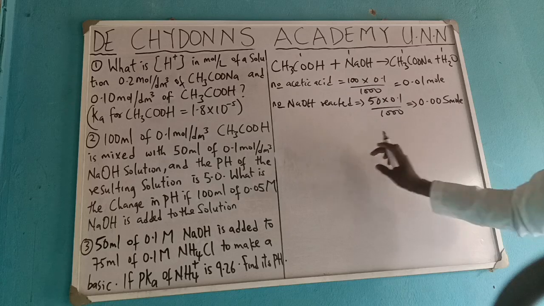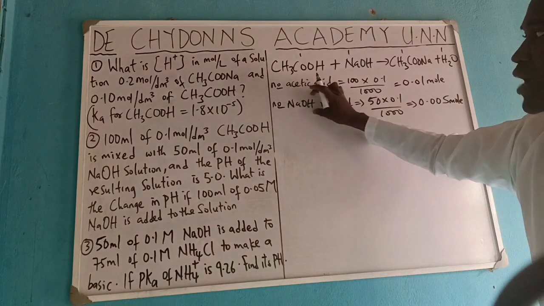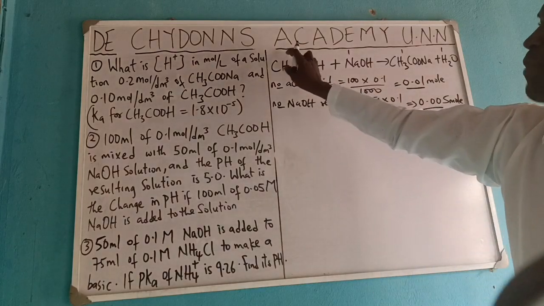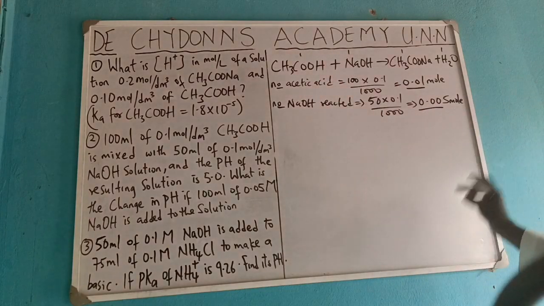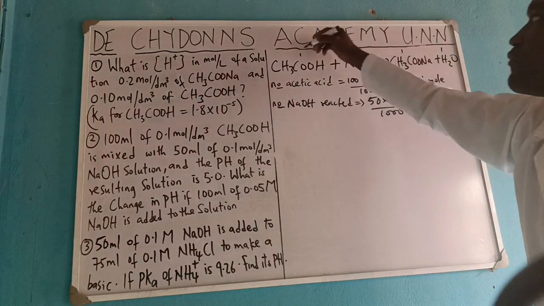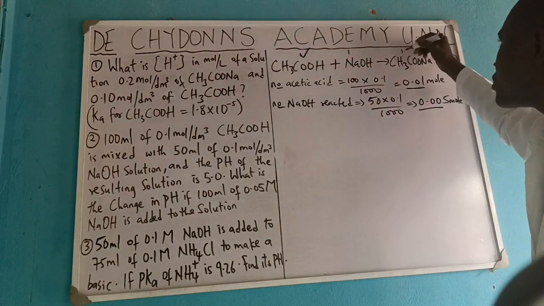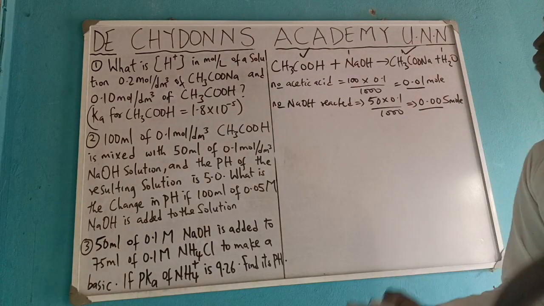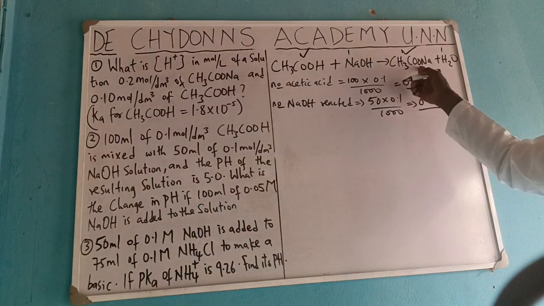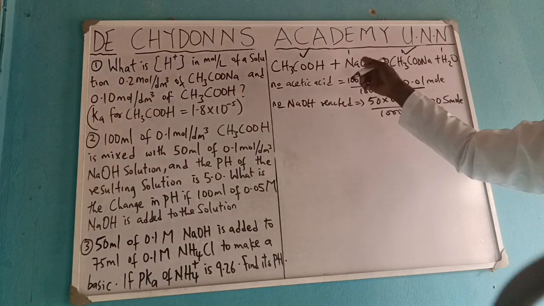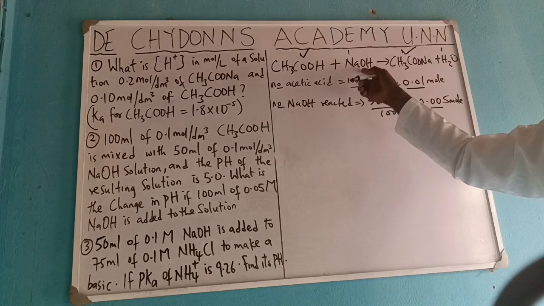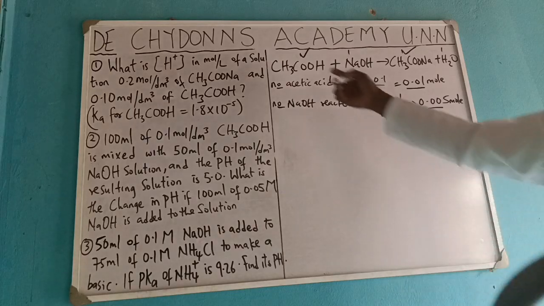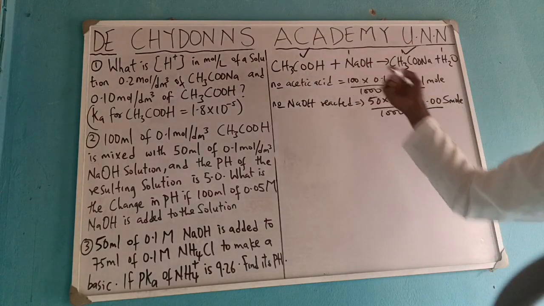Now, you notice that the quantity of acetic acid is higher than that of sodium hydroxide, and they go by 1:1. That means that this is the acidic buffer because it has this acid and its conjugate base. We say that an acidic buffer has an acid with its conjugate base. Sodium hydroxide doesn't have a conjugate acid here that we will use. So this is an acidic buffer.